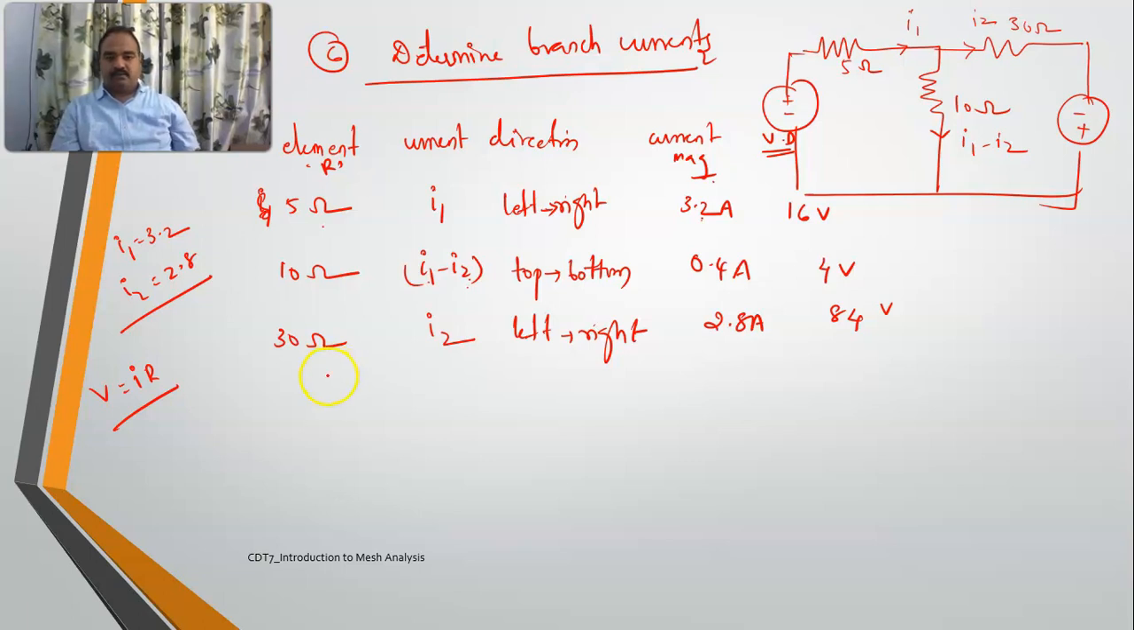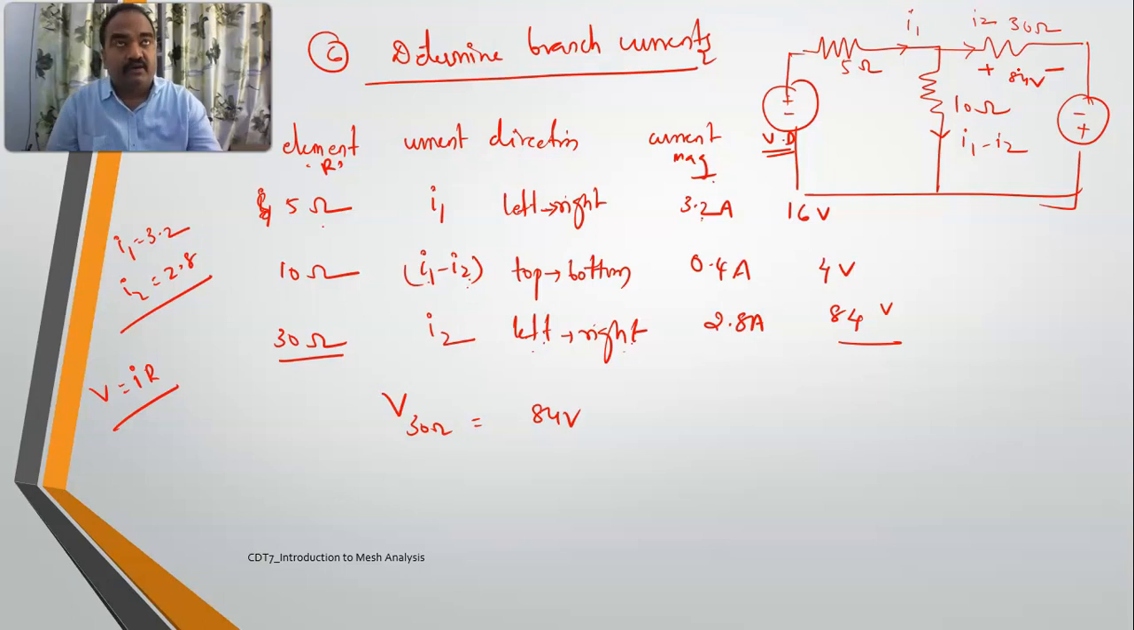Understand? So what you wanted? You wanted voltage across any of these elements. Voltage across 30 ohms is 84 volts. In which direction? From left to right. So this is plus, this is minus. It is 84 volts. Understood? This is the way how we solve the problems using mesh analysis.